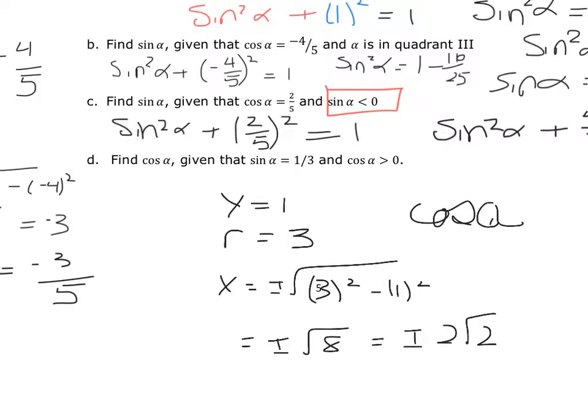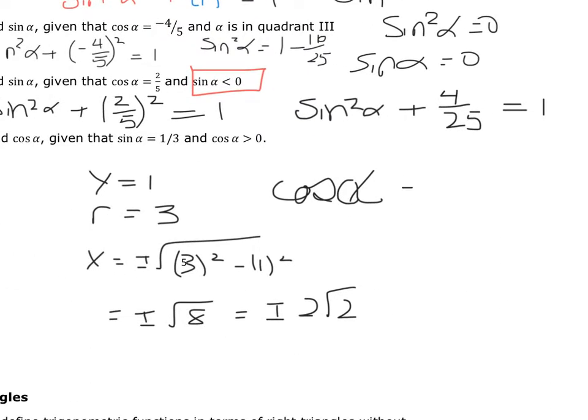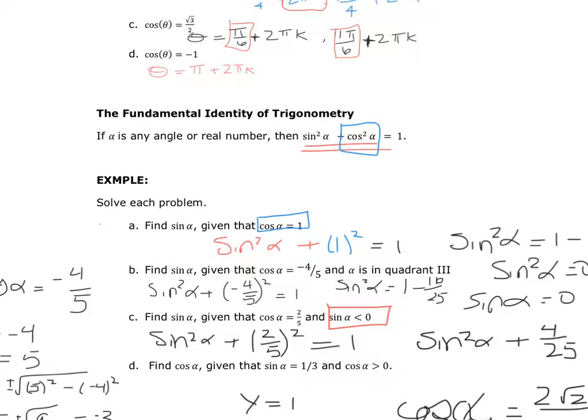Why are you doing r squared minus 1 squared instead of the value? The question was why do I do r squared minus the y or the x squared. It's because r squared is equal to x squared plus y squared, and if I'm solving for one of these, I need to subtract it from the r squared. All right, so going back to this one, I have the x, and cosine is positive, so I'm going to use a positive 2 root 2 over my r, which is 3, and I'm done, and there's my final answer.